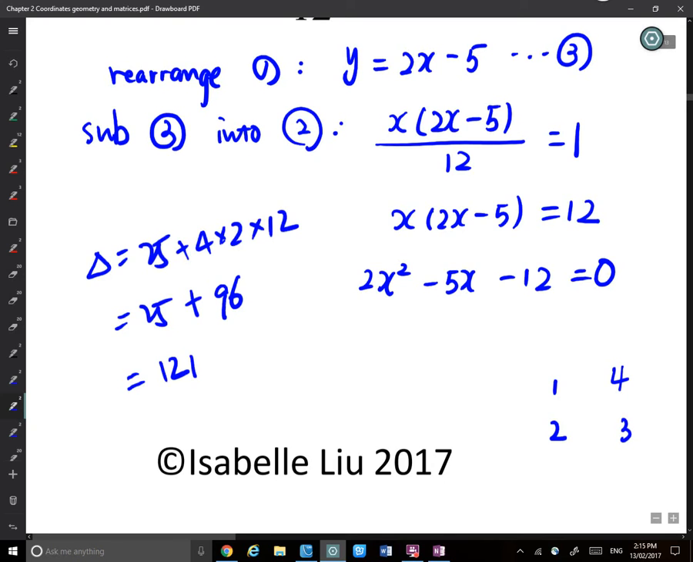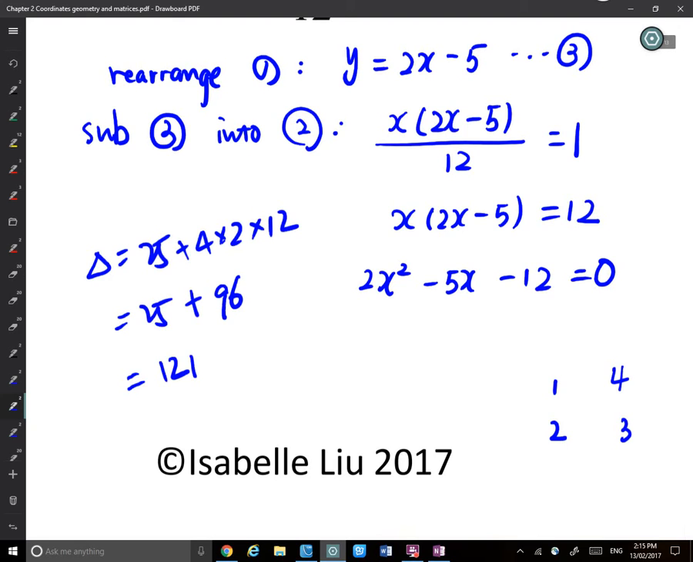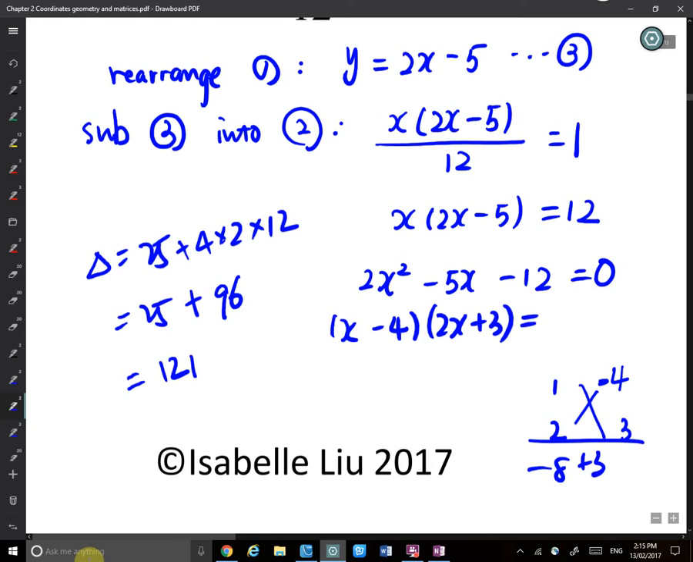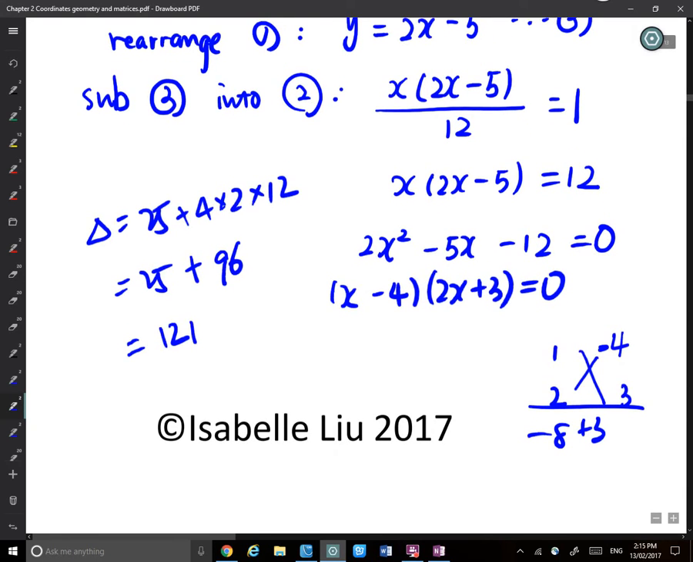Okay, yeah, 8 and 3. Thank you. So 8, I need minus 4. So it's minus 8 and plus 3. So it's minus 5. So we have x minus 4 and 2x plus 3. That is 0. So I'll have x equals to 4 and x equals to negative 3 over 2.